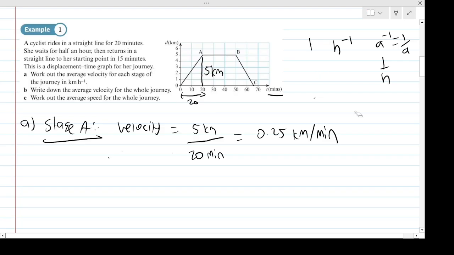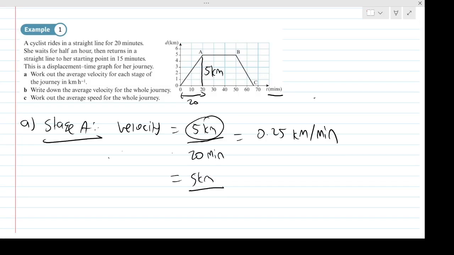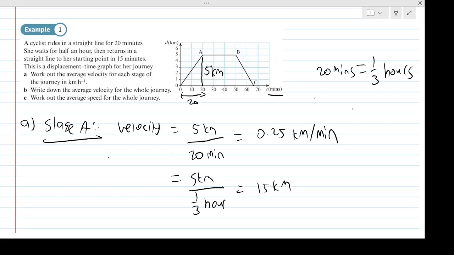Okay. The problem here, though, is if it's kilometers over hours, here we have kilometers over minutes. So what we instead need to do, we can't have 0.25 kilometers per minute. We need kilometers per hour. So 5 kilometers, and then we need to convert 20 minutes into hours. Well, you should know that's a third of an hour. 20 minutes is a third of an hour, right? So that'd be a third h, a third hour, right? So then if we do 5 divided by a third, that'd be 15. So 15 kilometers per hour.